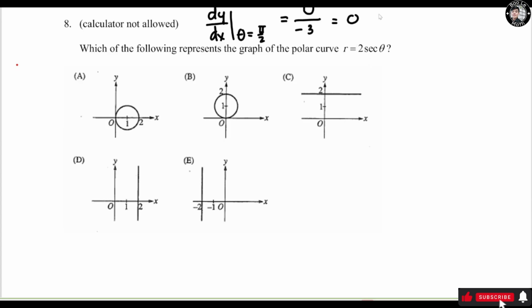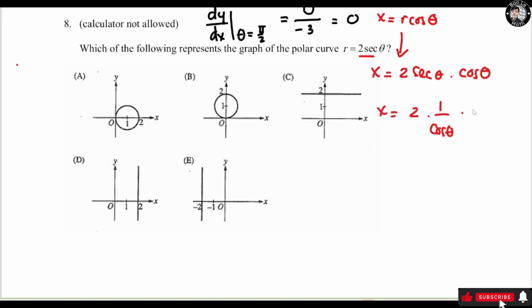So remember you have x equals r cosine theta. So then x equals r, which is 2 secant theta, times cosine theta. But secant theta is 1 over cosine, so x equals 2 times 1 over cosine theta times cosine theta. This cancels out, so x equals 2. This is actually the vertical line at x equals 2. So the answer must be D.